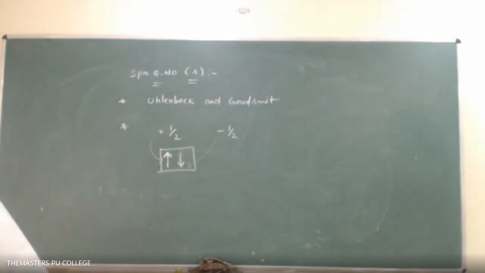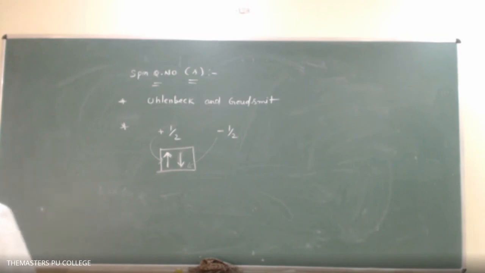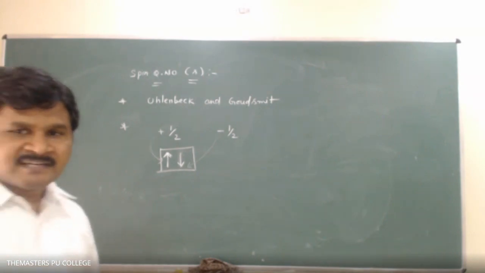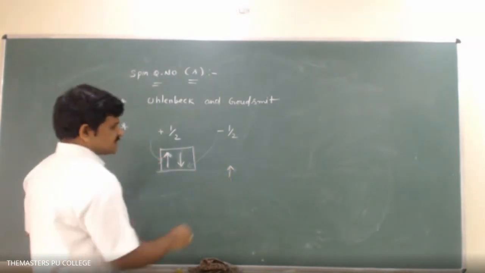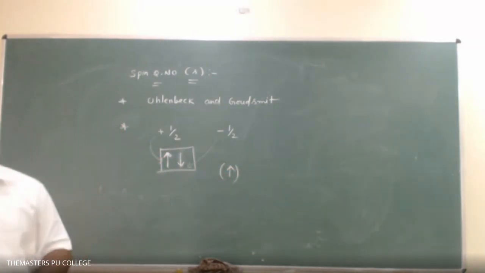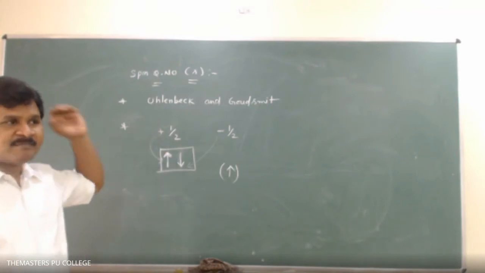Write down. If the electron revolves in clockwise direction, write in bracket like this, clockwise direction. It is represented by plus half.